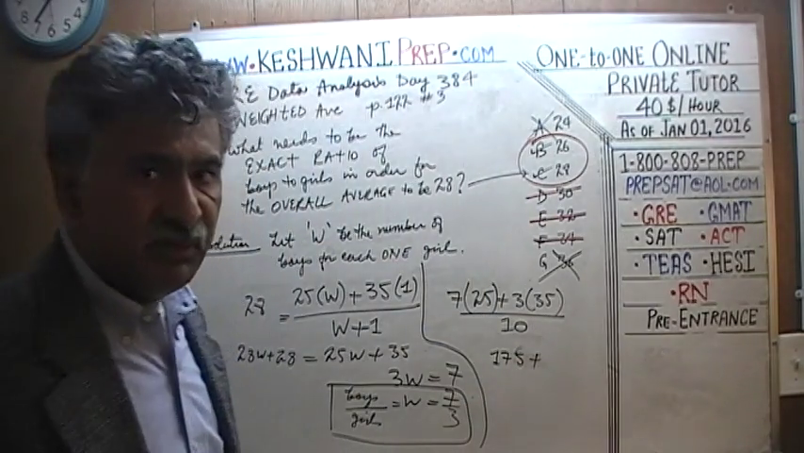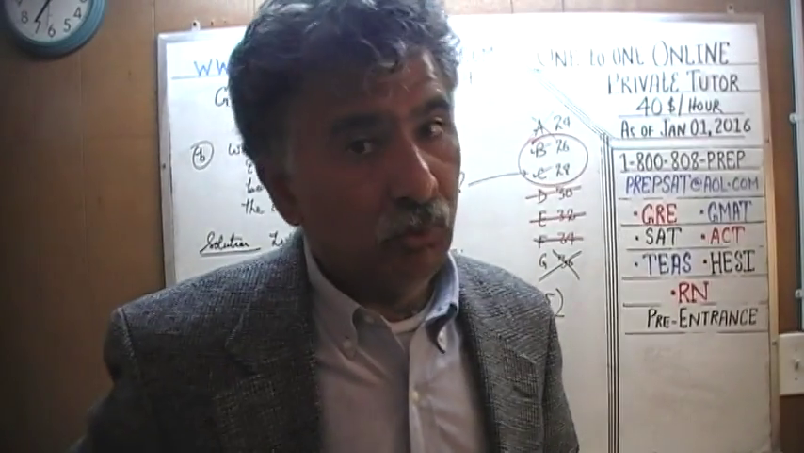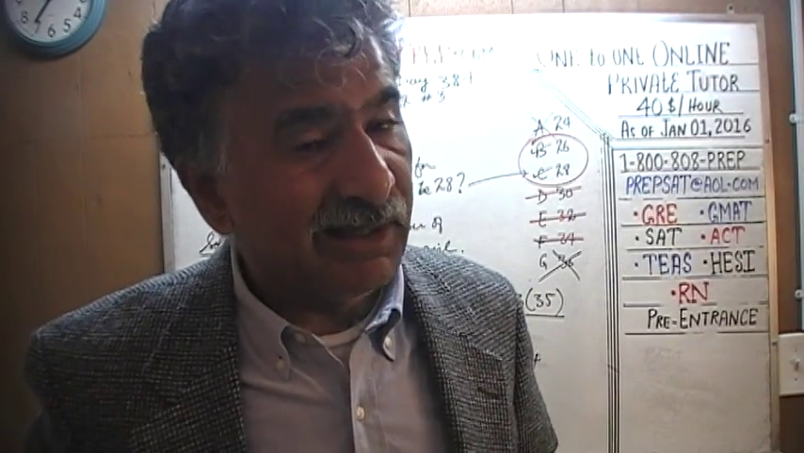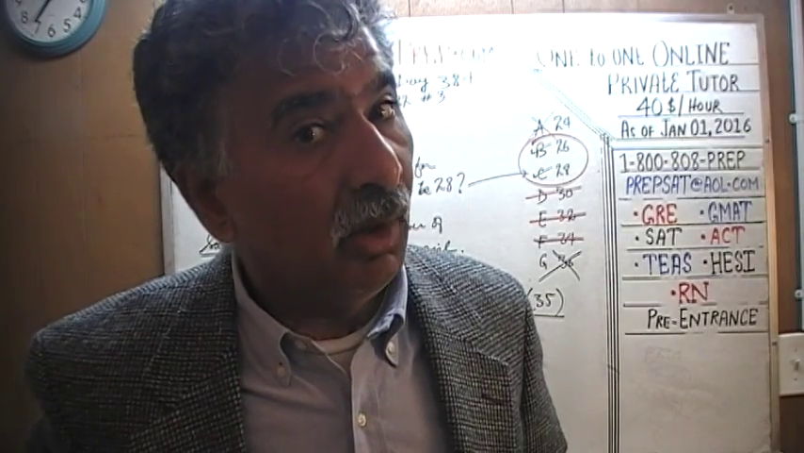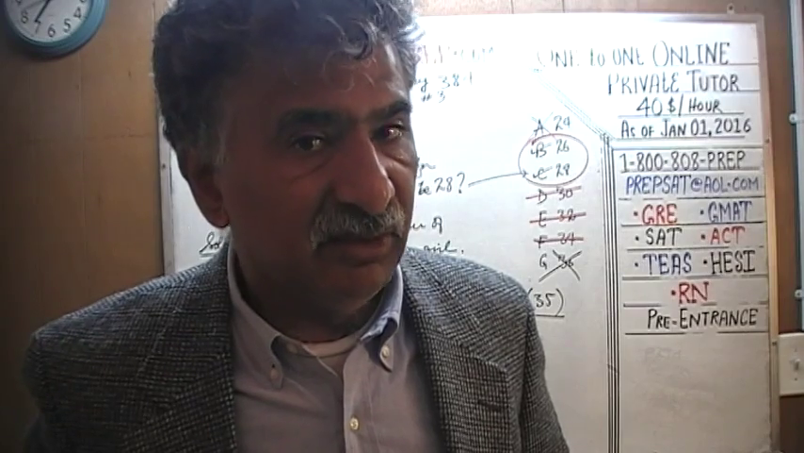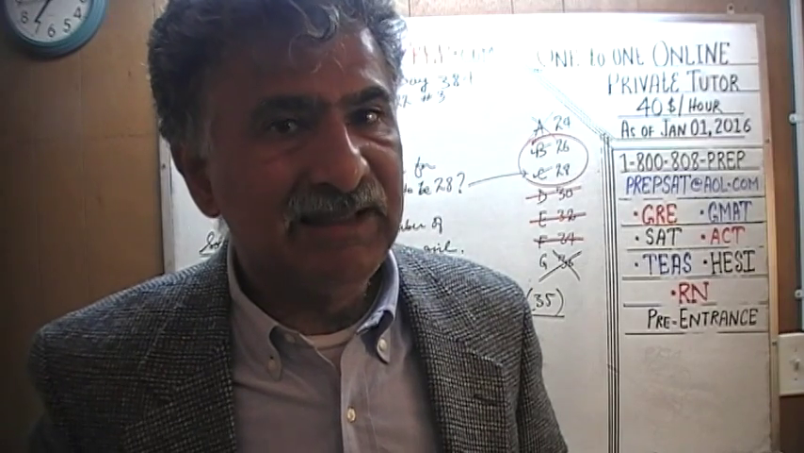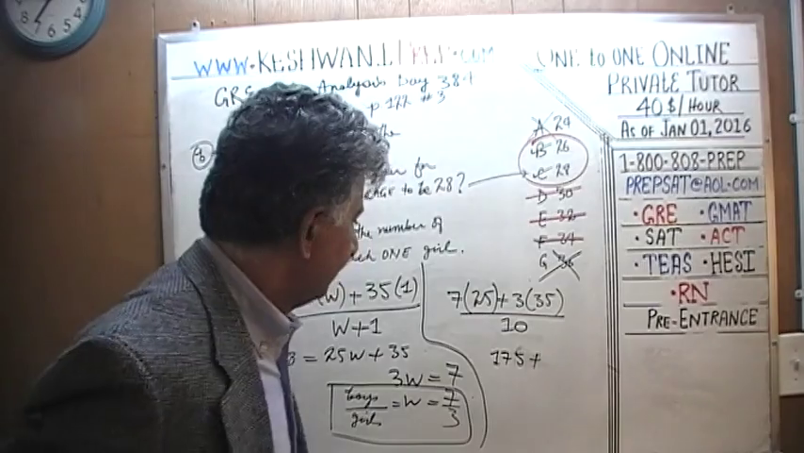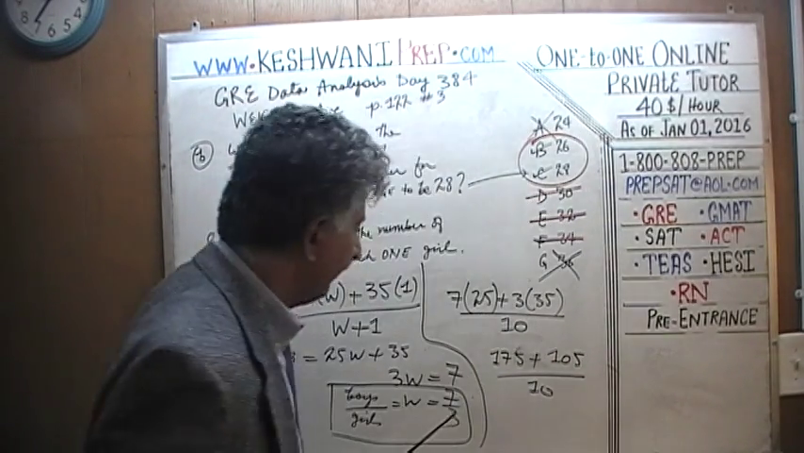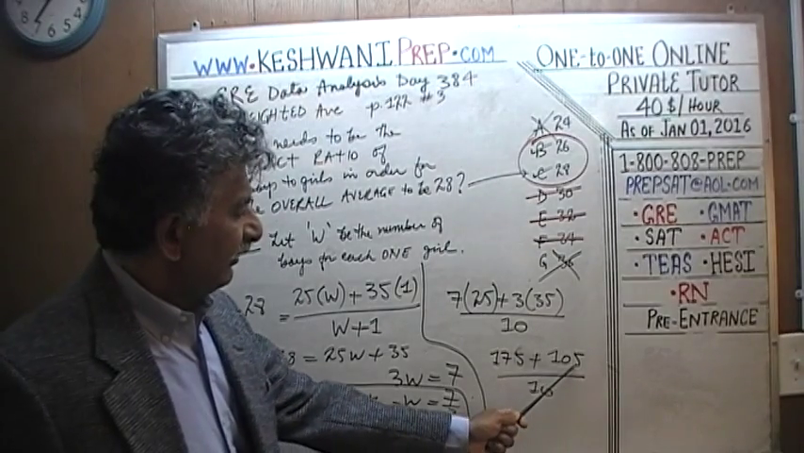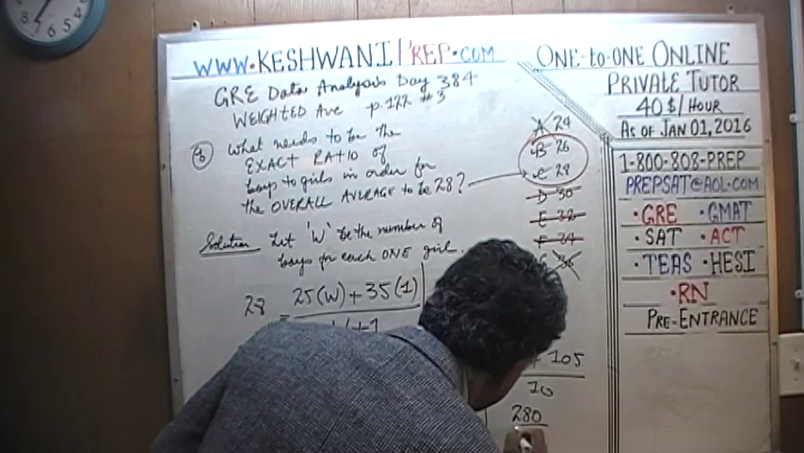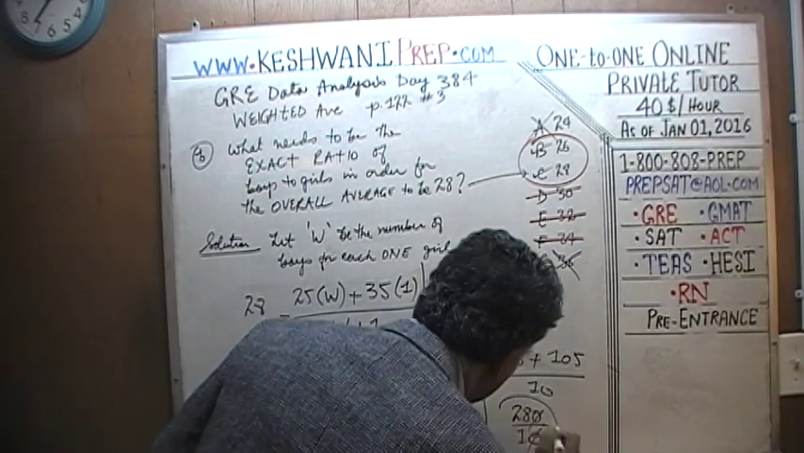And how much are 3 35s? Again, I don't know what 3 35s are. I know 3 30s are 90, and 3 5s are 15. So 90 plus 15 is 105. Over 10. Let's see what we find. 175 plus 5 is 180, plus 100 is 280. 280 divided by 10, what do you know?